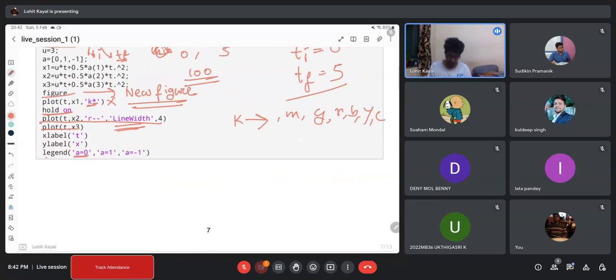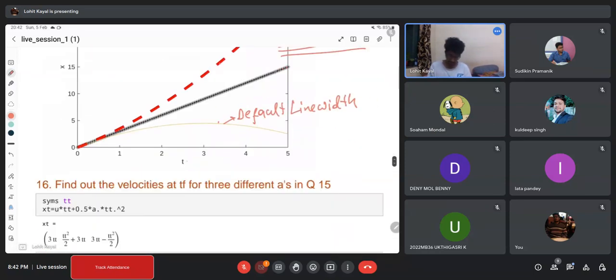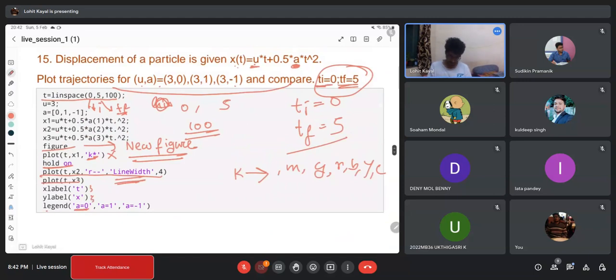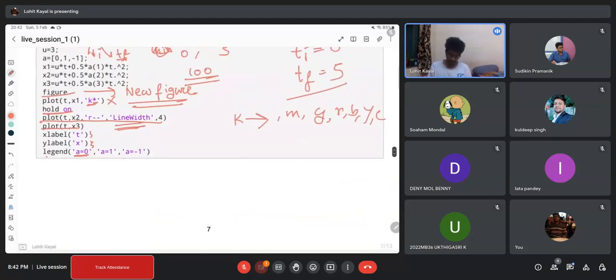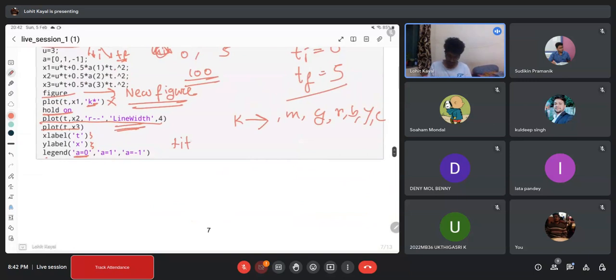So here x label t, y label x, it indicates the x label t, y label x. Okay, if you wish you can provide a title. You can write something like this, title, some blah blah here. Remember that it will come under quotation. Okay, whenever you're writing a string like this, it will come under quotation.